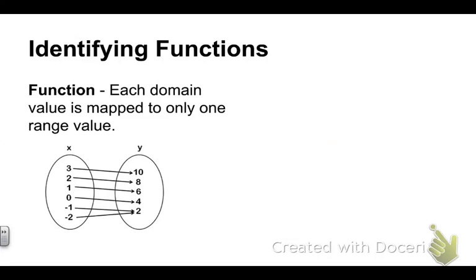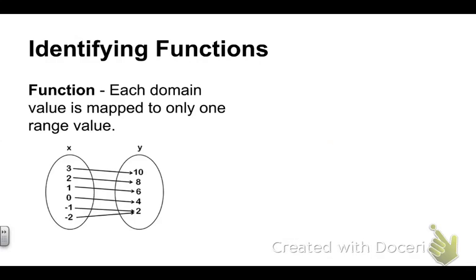So this is a mapping diagram. So you've got your x's on the left, there's a circle around it, you got your range, your y's on the right, again circle around it, and then you draw an arrow. So the ordered pairs would be (3, 10), (2, 8), (1, 6), (0, 4). Now look what happens. -1 goes to 2, and -2 goes to 2. That is okay, because if you look at the left side, every input, every domain has exactly one output.